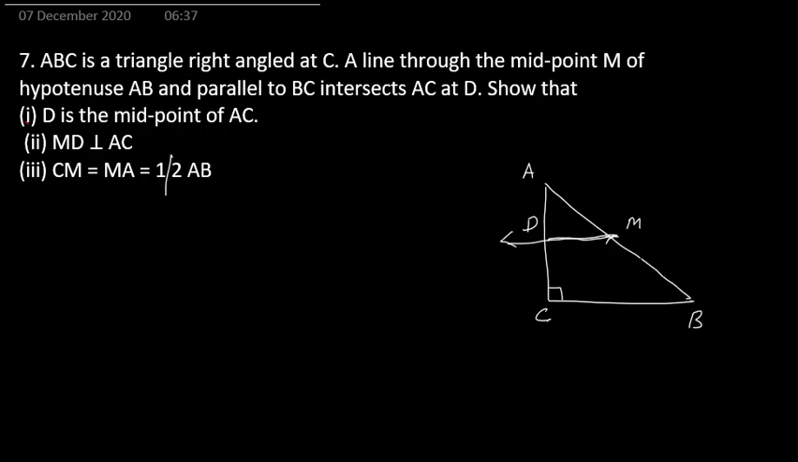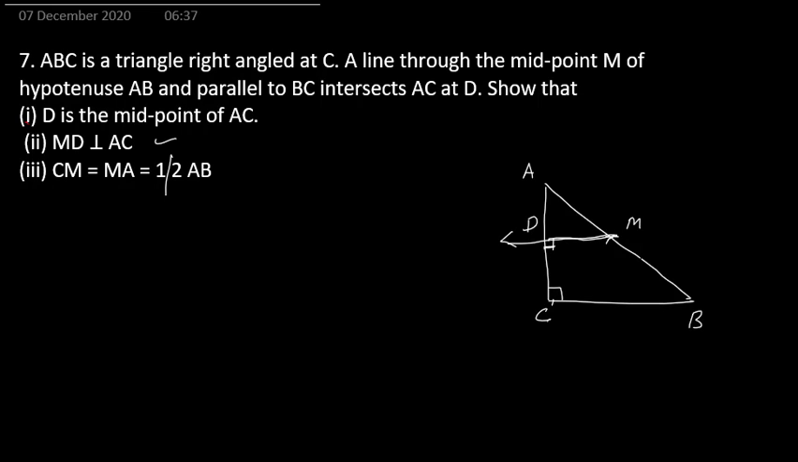Second, we have to prove that MD is perpendicular to AC. That means we have to prove that this angle is 90 degrees. Now MD is parallel to BC. So interior angles MDC and BCD, their sum will be equal to 180 degrees. Angle C is 90 degrees, so angle D will also be 90 degrees.